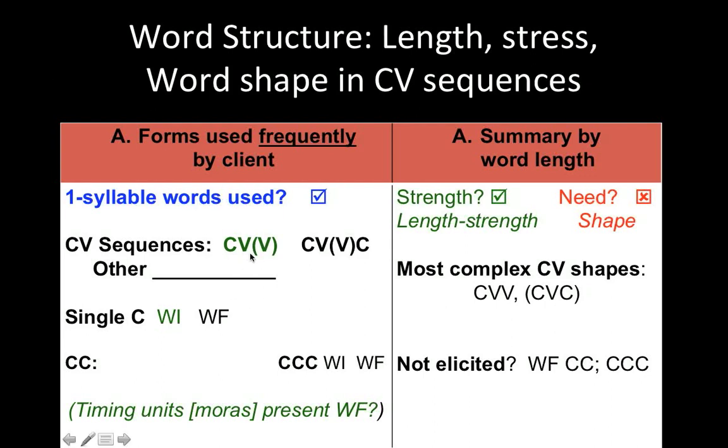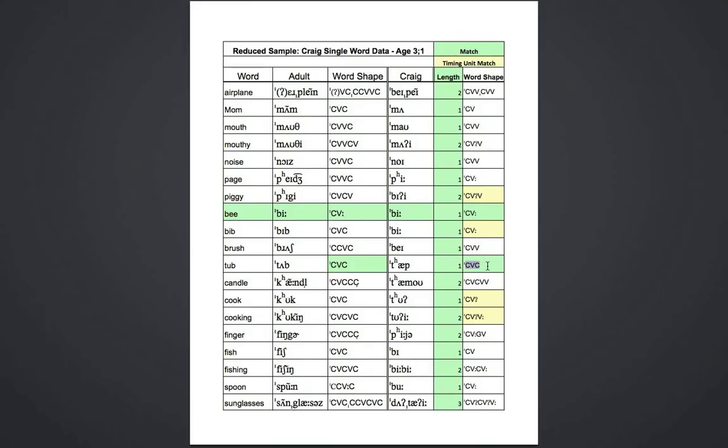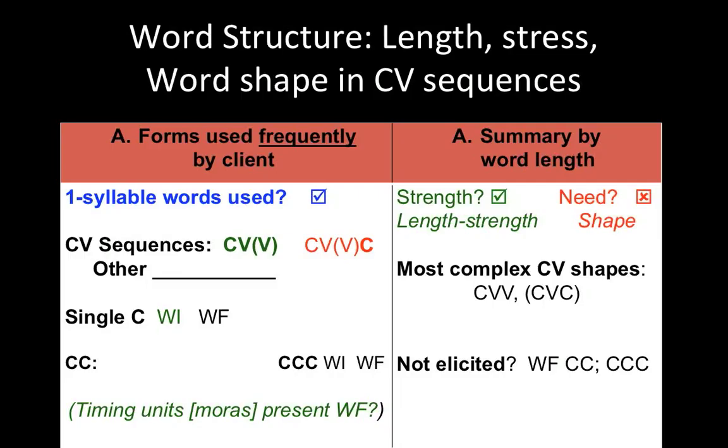What do you think about CVVC? CV is a strength, but in his data we can only see 1 instance of CVC structure. Because it's not very frequent, we should mark that as a need in red. Yes, exactly. Now let's look at combinations of consonants within the words.